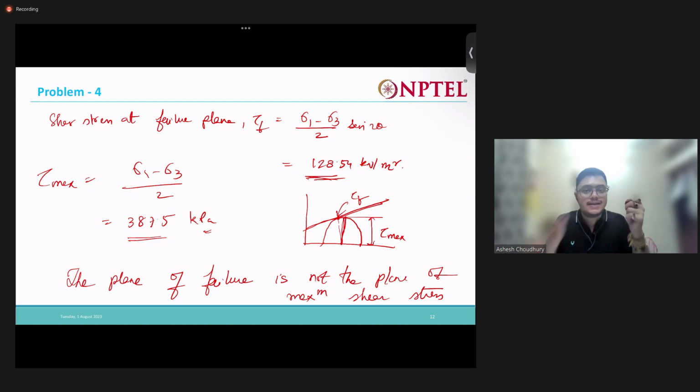It fails at some critical combination of a normal stress and the shear stress, and at that failure plane, the shear stress is not maximum. At that point, the shear stress and the normal stress make a critical combination, and that becomes the failure plane. So the plane of failure is not the plane of maximum shear stress, and failure does not occur at the plane of maximum shear stress. The failure occurs at a point where the shear stress and the normal stress have some critical combination.